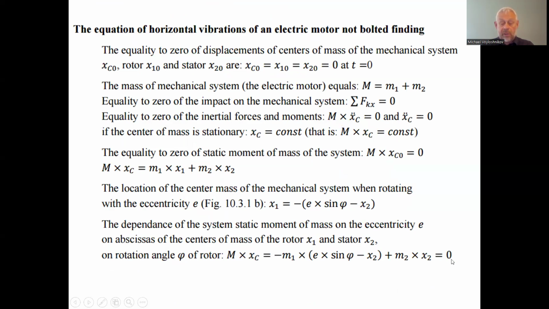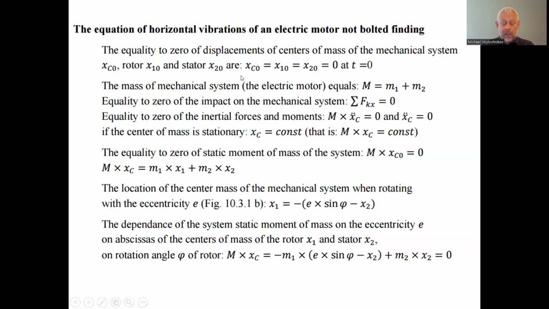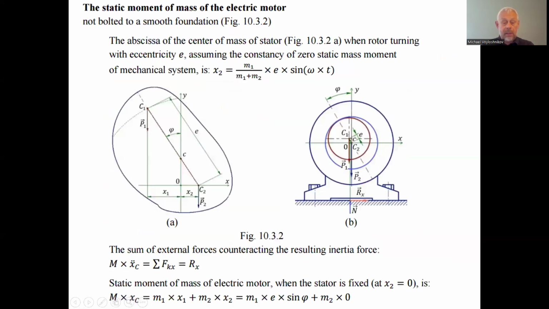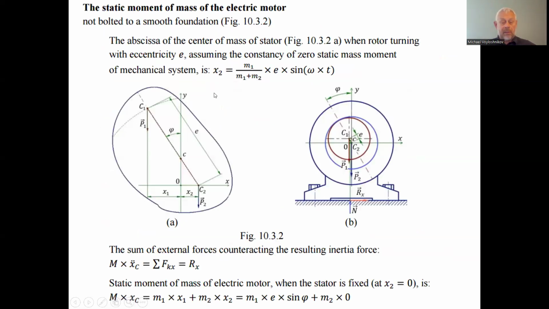From this equation, if it's equal to 0, we can find that x2 equals this summand. We can just move it to the right with the change of sign, considering the mass of the stator. This is the mass of the rotor and the stator. And next we can find, taking m out of the brackets exactly, the next result.